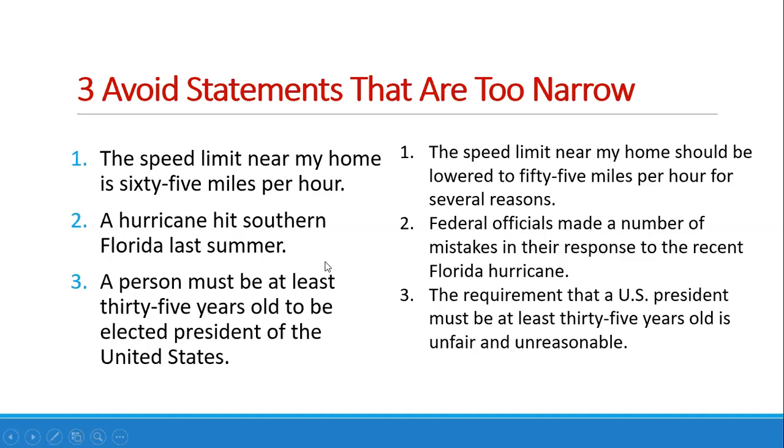A person must be at least 35 years old to be elected president of the United States. Now, why is it not a good thesis statement? Against that, this one: the requirement that a US president must be at least 35 years old is unfair and unreasonable. Why? Then you will tell the reasons why that is so. So you can prove your topic sentence in each paragraph with the help of evidence and supporting details. Definitely, after the thesis statement you will need supporting details.